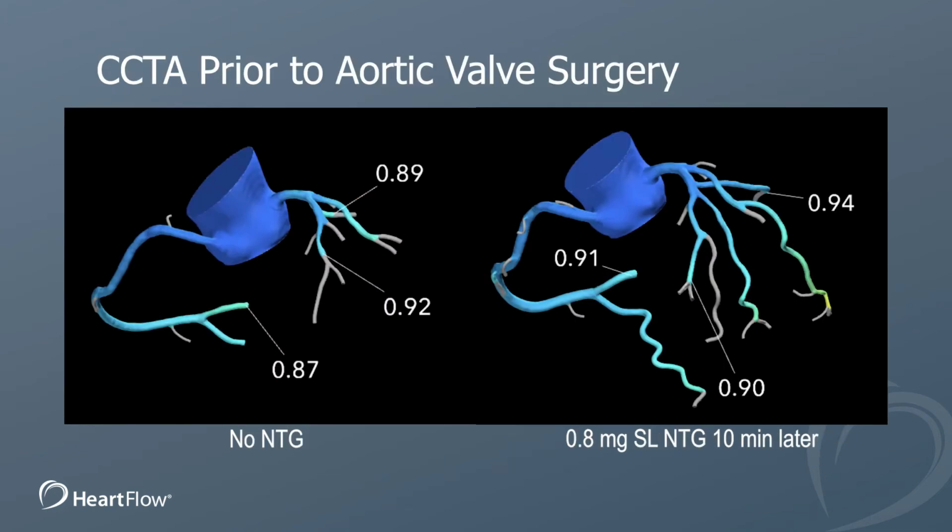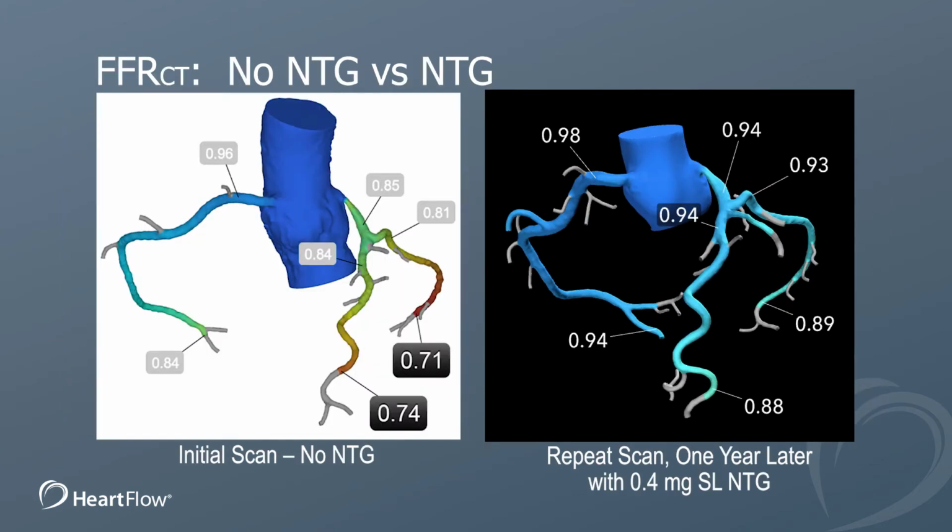Here's an example of FFRCT in a patient that had no nitroglycerin initially, and there was concern about a problem with the scan. The scan was repeated with 0.8 milligrams of sublingual nitroglycerin. You can see more branches, larger caliber vessels, and you can also see that there's a difference in the FFR computations. Here's another case of a patient that underwent FFRCT analysis with no nitroglycerin compared to nitroglycerin.